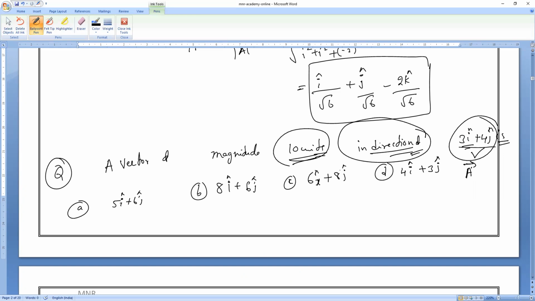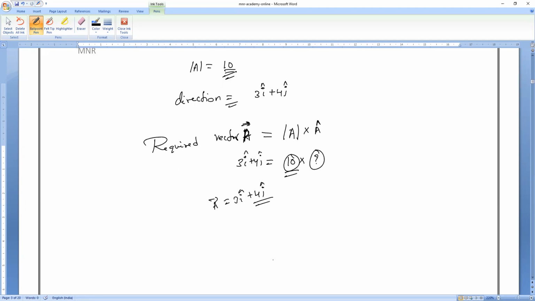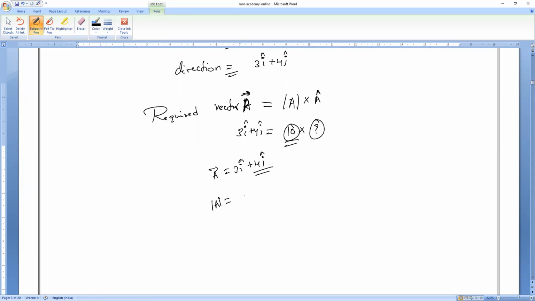So can you find the unit vector? The required vector to maintain this direction is 3i cap plus 4j cap. Now we want to find its magnitude. The given vector is 3i cap plus 4j cap. The magnitude is root of 3 square plus 4 square, which is root of 9 plus 16, which is root 25, which is 5.